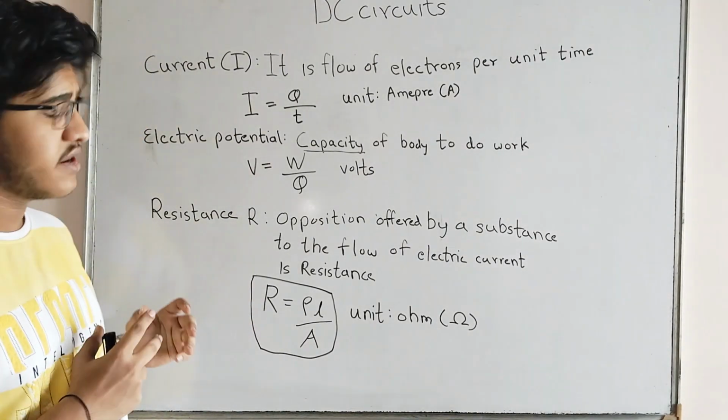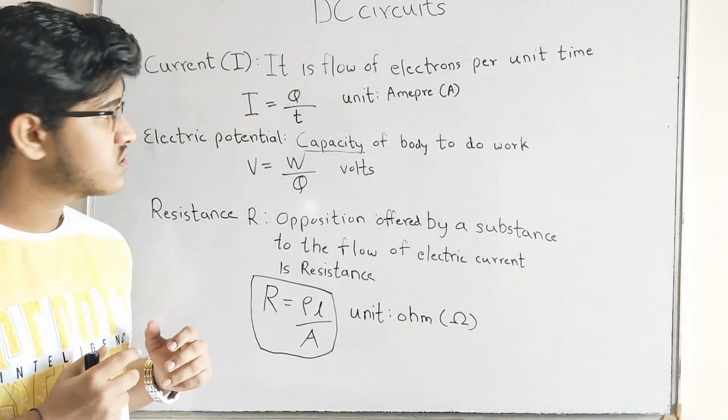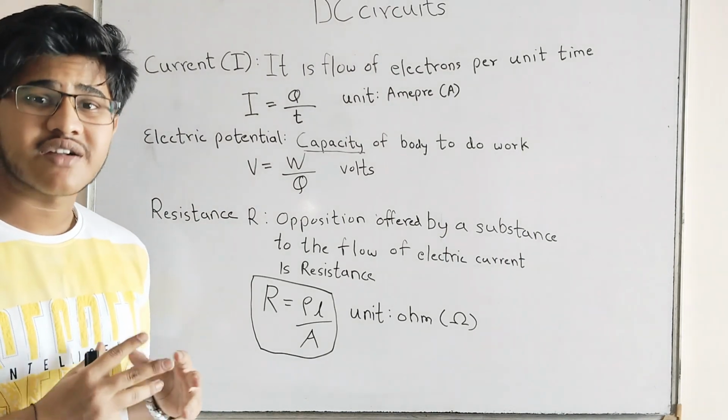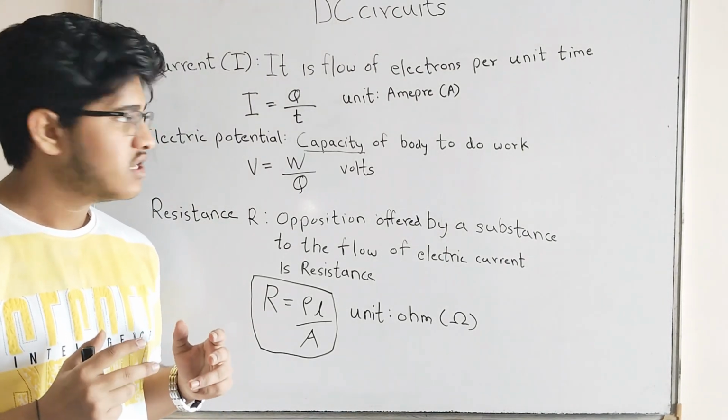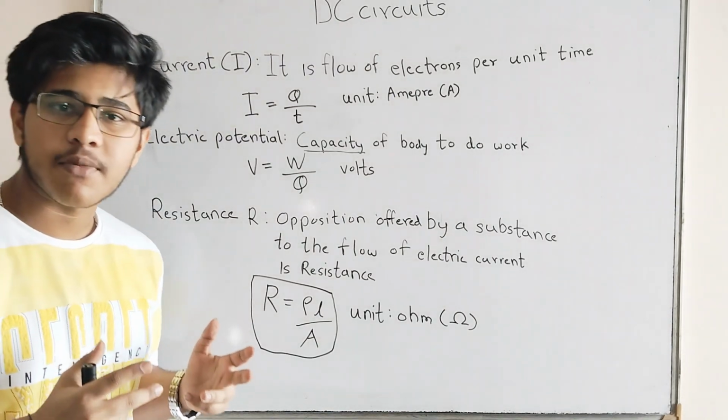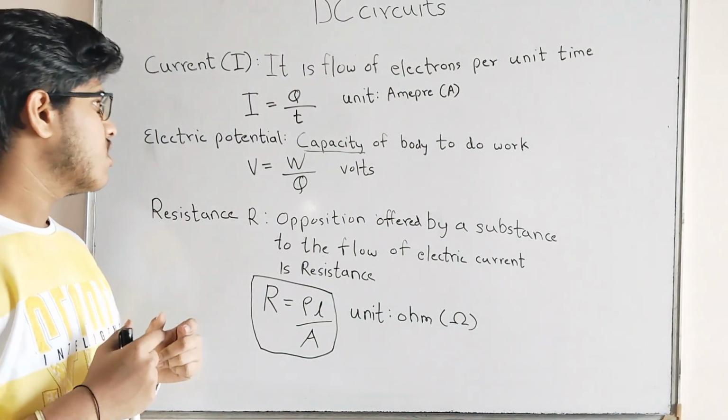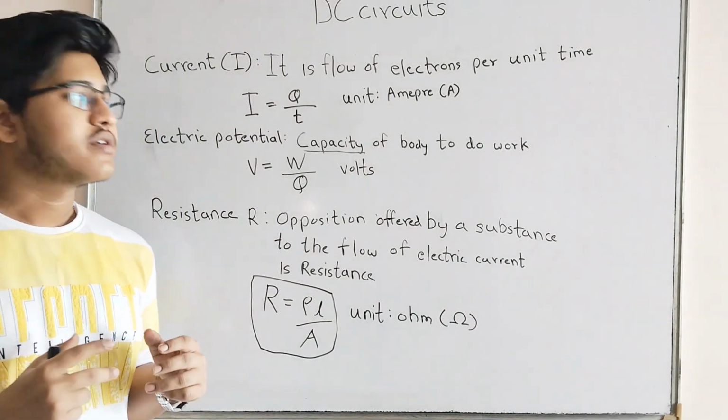So first is current. It is the flow of electrons per unit time. Current is denoted by I. I is equal to Q upon T, where Q is the number of charge and T is the time. Unit of current is ampere.